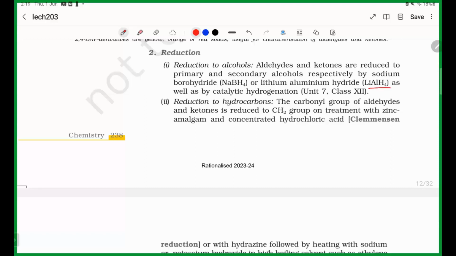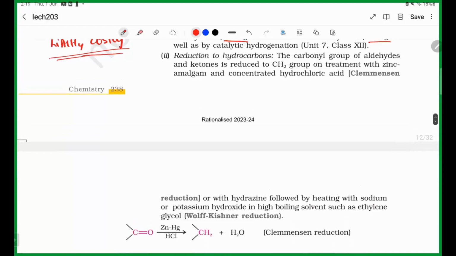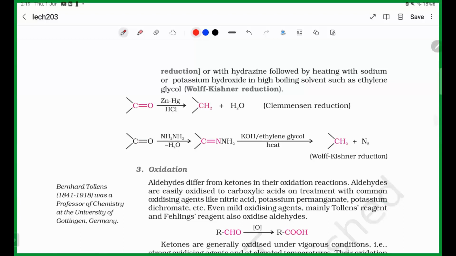So LiAlH4, lithium aluminum hydride, is a very powerful reducing agent. However, an important thing to note from the point of view of industry is that it's a very costly reducing agent. So it is generally not that preferred because it costs a lot of money. Whereas sodium borohydride is a cheaper reducing agent, but less powerful. Now you can reduce it to hydrocarbons with Clemmensen reduction. Clemmensen and Wolff-Kishner are two different types of reactions. Zinc amalgam with HCl, and this is hydrazine with KOH and ethylene glycol.